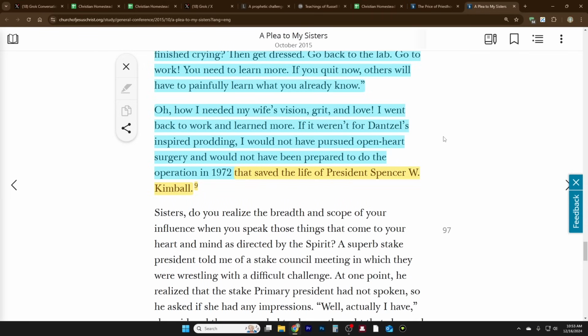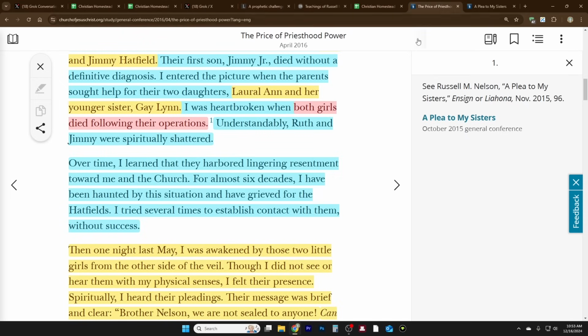If it weren't for Dancel's inspired prodding, I would not have pursued open heart surgery and would not have been prepared to do the operation in 1972 that saved the life of President Spencer W. Kimball. And by the way, it was President Kimball that called President Nelson to the apostleship. Okay, so going back to the price of priesthood power.